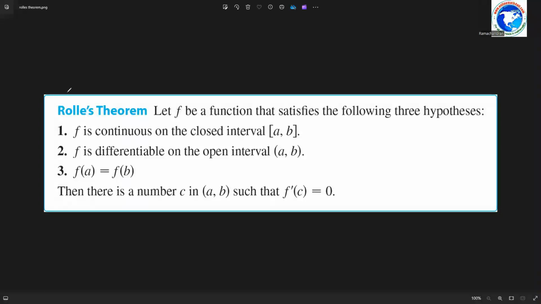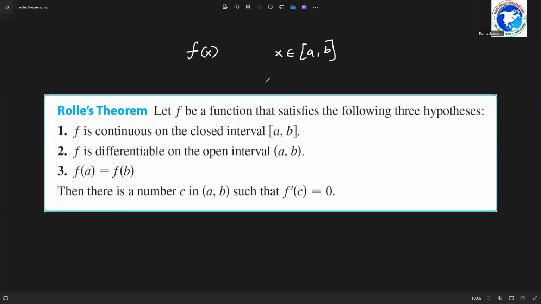Hi, in this video, we are going to see Rolle's theorem, how Rolle's theorem can be applied for a function. Let's consider a function f of x on the closed interval a comma b. That is, x belongs to this interval, so x can be any value from a to b. So how can Rolle's theorem be applied for this function f of x over the closed interval a comma b?